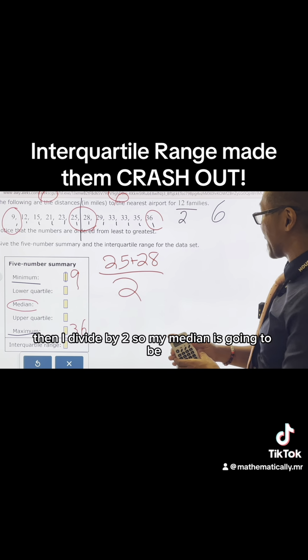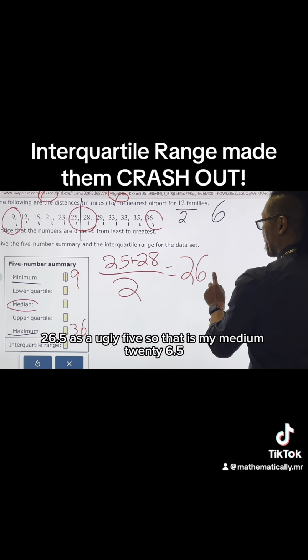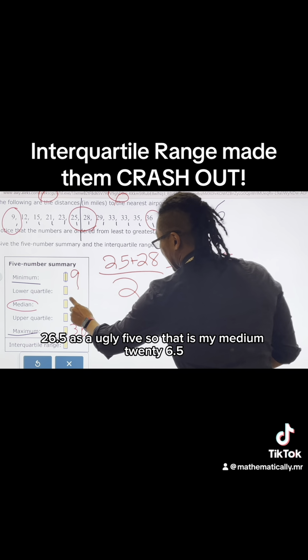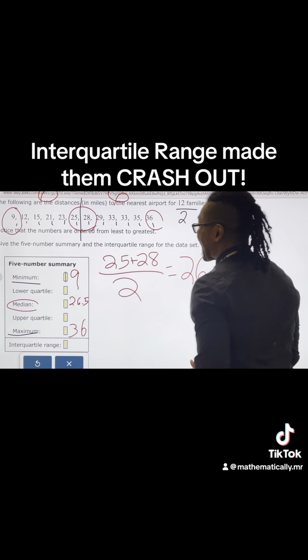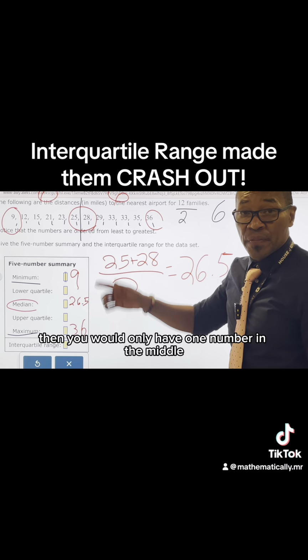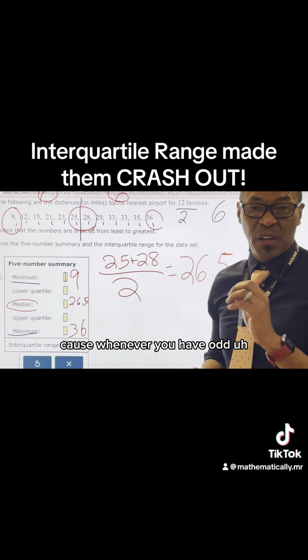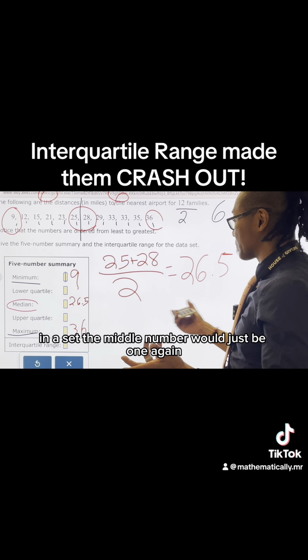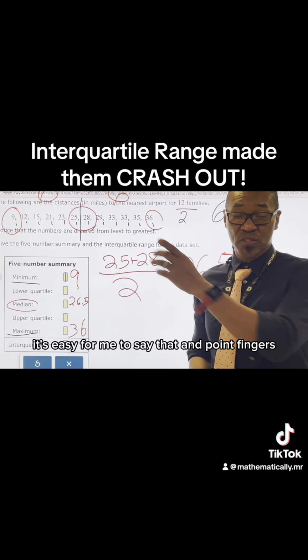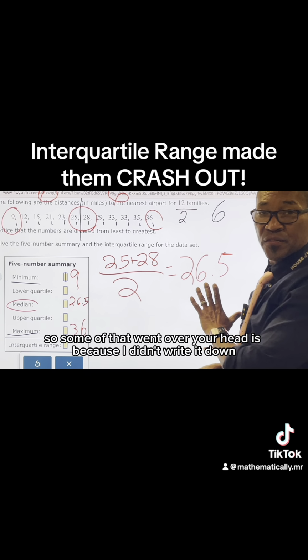So my median is going to be 26.5. That's an ugly 5, but that is my median, 26.5. Now, if you have an odd number, you would only have one number in the middle, so you would not have to do that. Odd is the easiest, because whenever you have an odd set, the middle number would just be 1. Again, it's easy for me to say that and point fingers, but some need to see that on paper. Some of that went over your head because I didn't write it down.